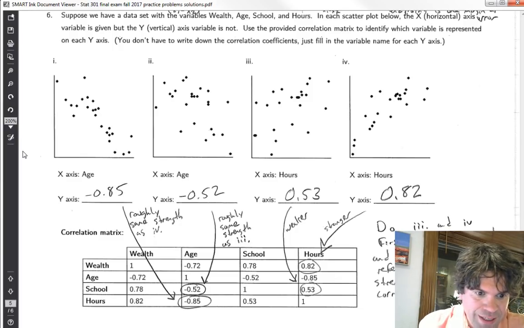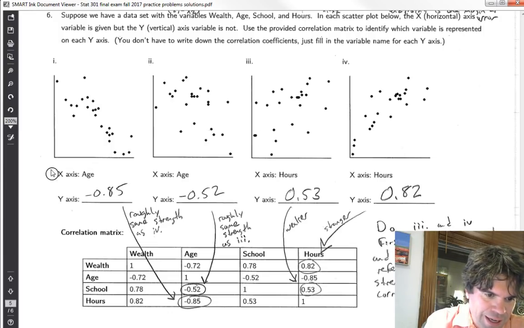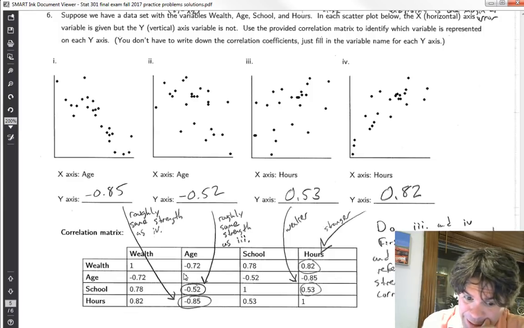Okay, let's see. I've got 2 negative correlations and 2 positive correlations. I can note that right off the bat. So let's see. Age and age, and then negative correlation. For age, this is kind of tough actually. If I go down here, I've got 3 negative correlations. Age is negatively correlated with all of my other variables. And if I read it across the row, I get the same numbers as down the column.